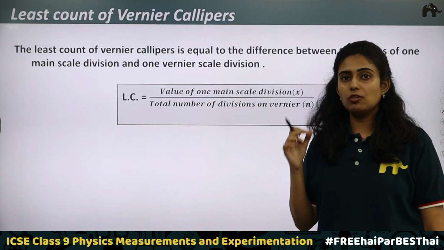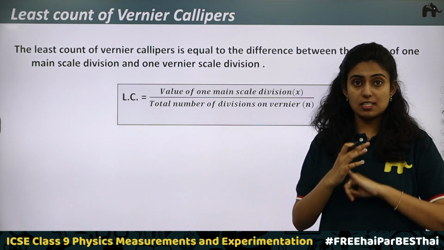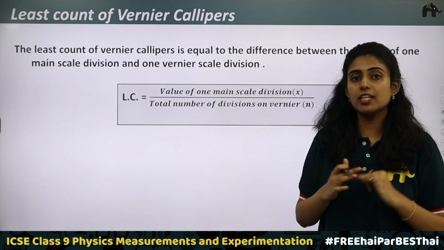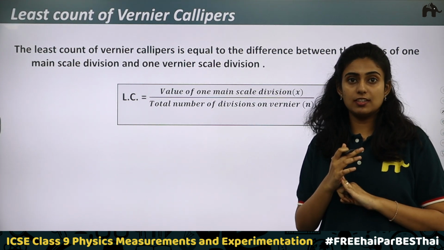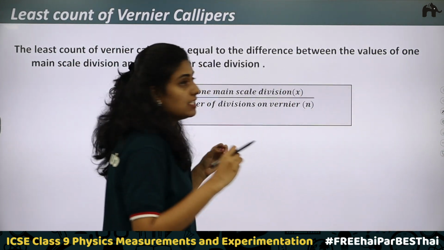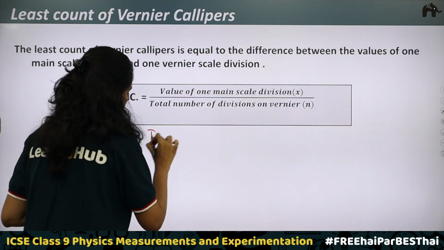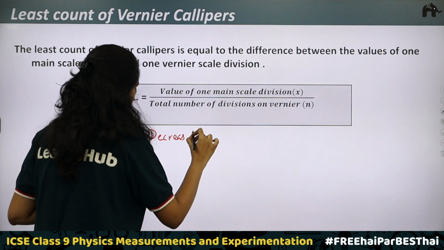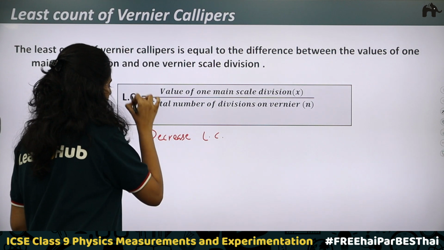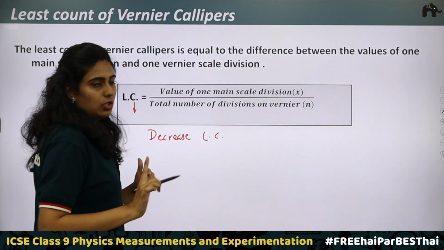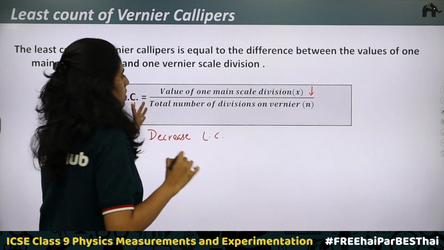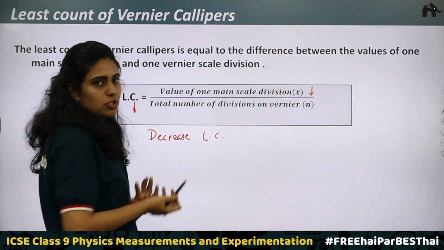We have studied the least count of a vernier. The least count of the vernier can be determined using the x value and n value. X is the value of one main scale division and n is the total number of divisions on the vernier scale. So, if you want to decrease the least count, how to decrease it? One thing I can do is decrease the x value. When the x value decreases, the least count will also decrease because they are directly proportional.